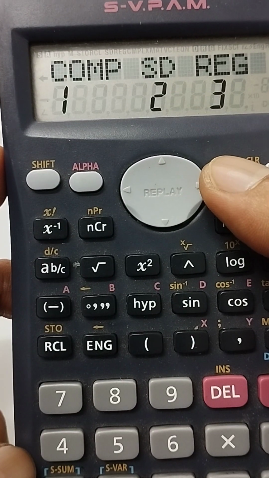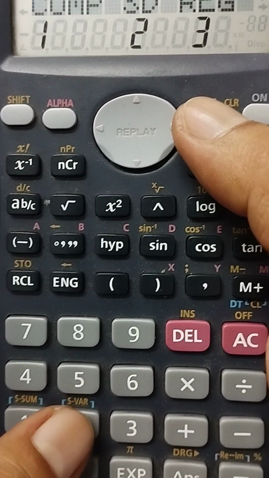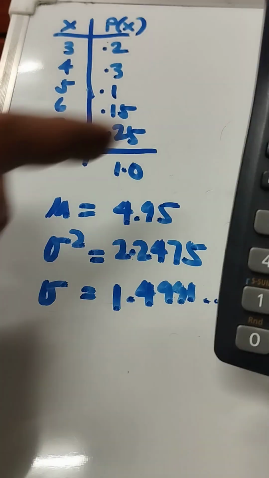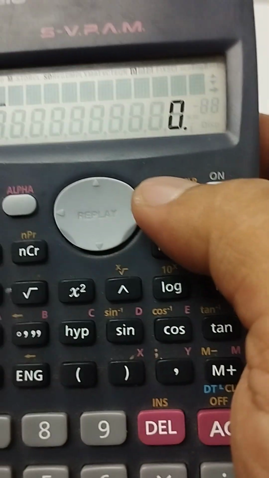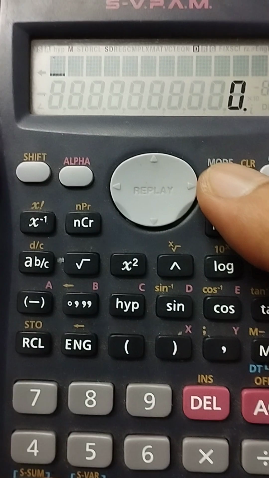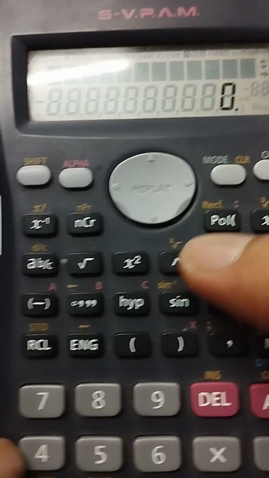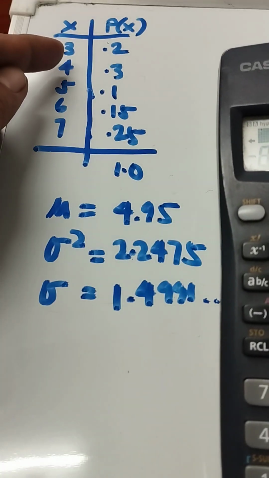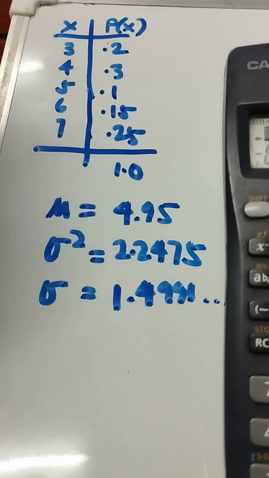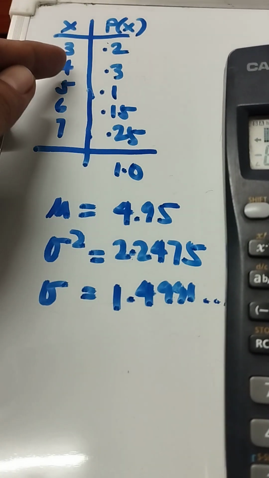Granting that your mode is already in SD, to be able to calculate all these, you must be in SD mode. So mode, SD. All right. So how do we enter this data? We will have to enter these numbers first. There will be two parts of your data entry. We will have to enter 3, 4, 5, 6, and 7 this way.